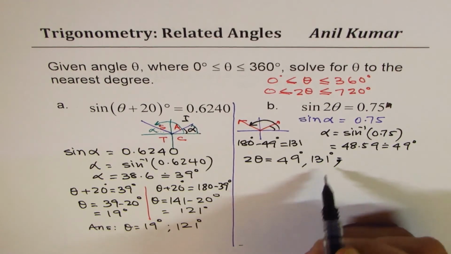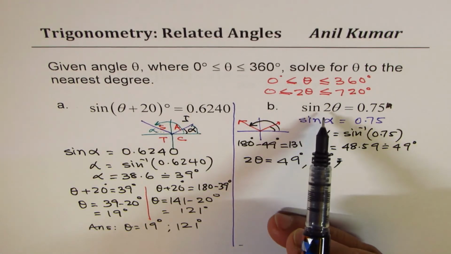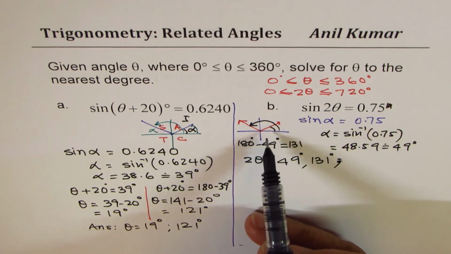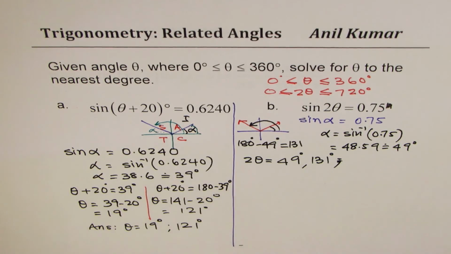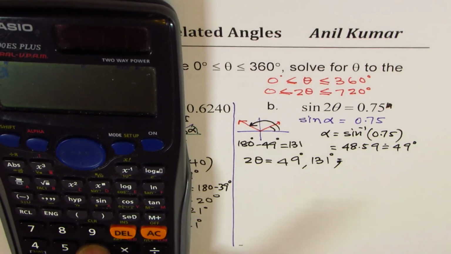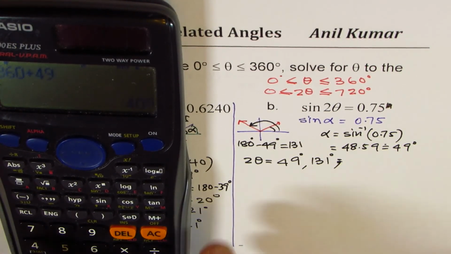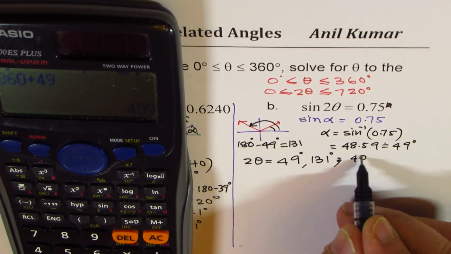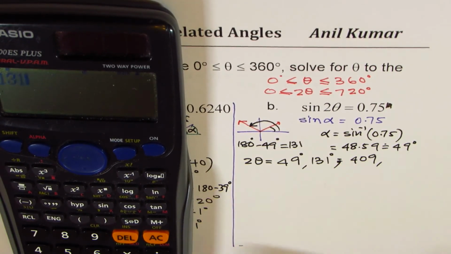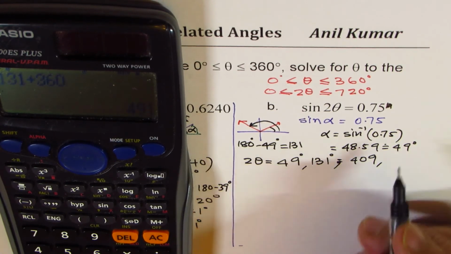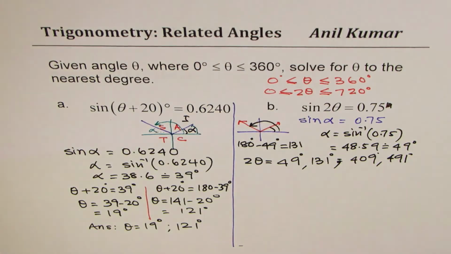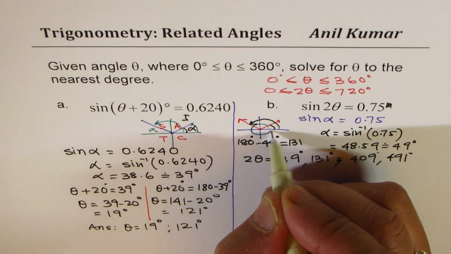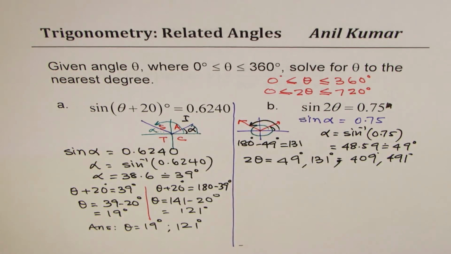Okay. Now, since we are talking about 2 theta, not just theta, we have to go one more circle. That is to say, add 360 to both. So let's add 360 to 49. We get 360 plus 49, which equals 409, and 131 plus 360 gives us 491 degrees, correct? So these are also solutions, since 2 theta means you have to go one more round. Do you see that? Okay.